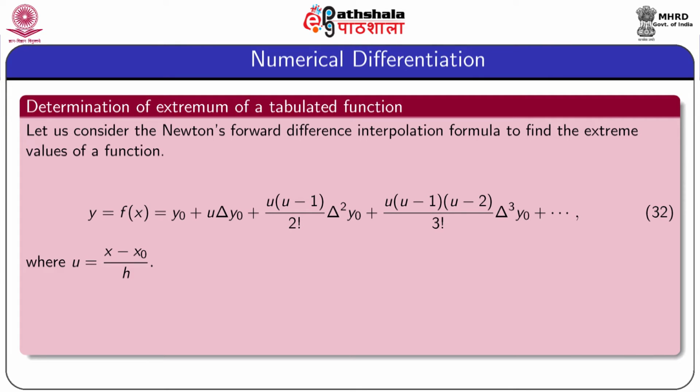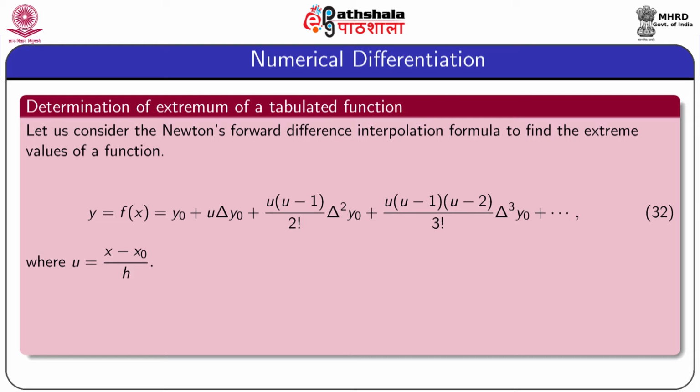We know that the first derivative is used to find the maximum and minimum value of a function. That means the derivative is used to find the extremum value of a function. From calculus, we know that if the function is given in explicit form, then setting the first derivative equal to 0 gives the extreme points of the function. But if the function is not given in explicit form, then we can also find the maximum or minimum value of a function from tabulated values.